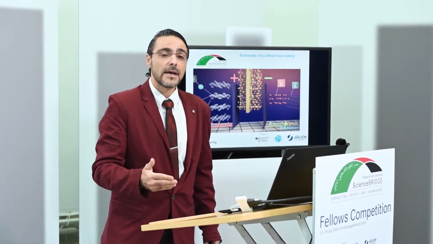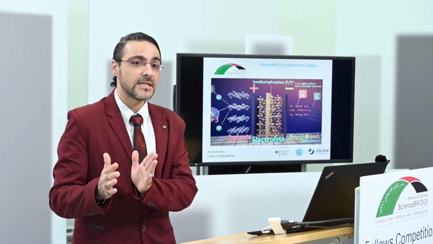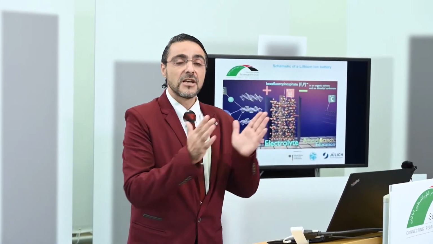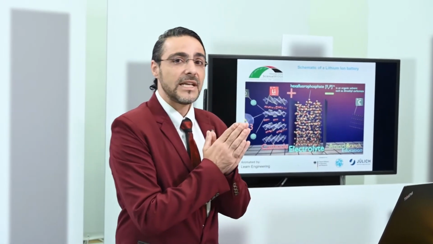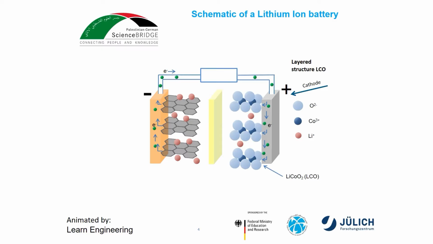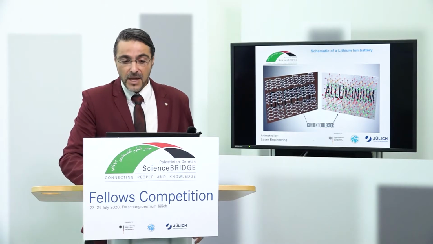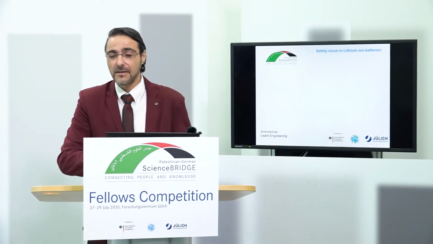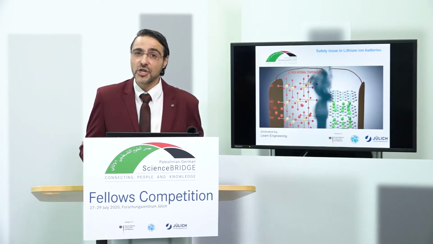The third parameter is the electrolyte. It's very important that in lithium-ion batteries the electrodes, the cathode and the anode, don't touch each other. That's why we need a separator that allows the ions to flow between them, but prevents the electrons. The fourth parts are the current collectors, where we are using copper for the anode and aluminum for the cathode.